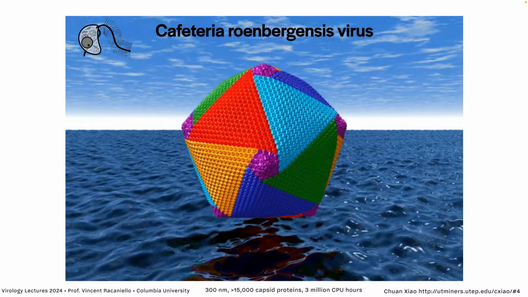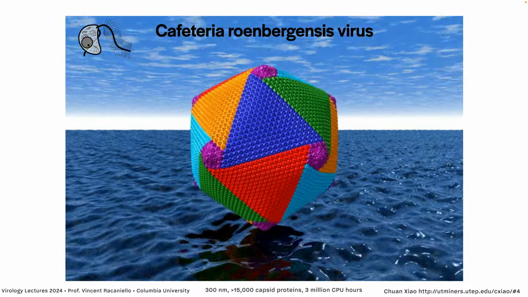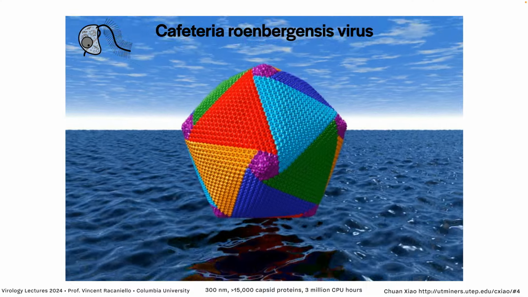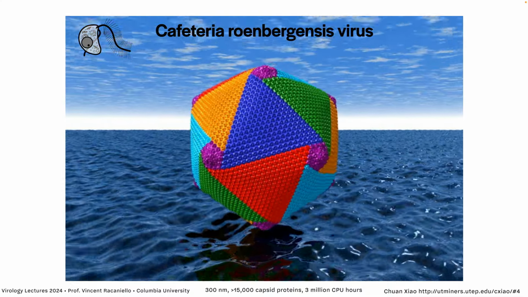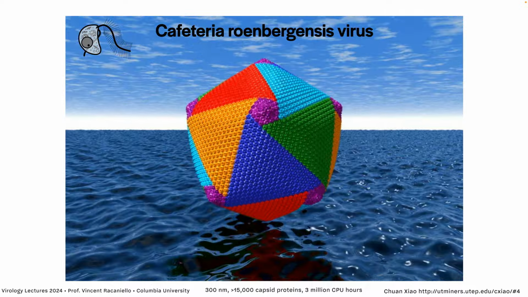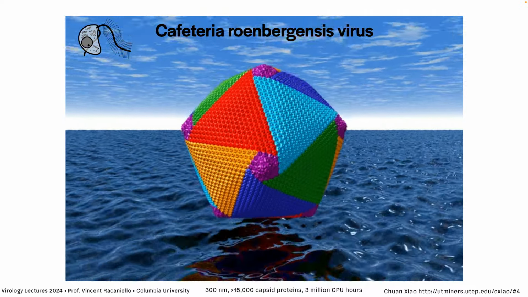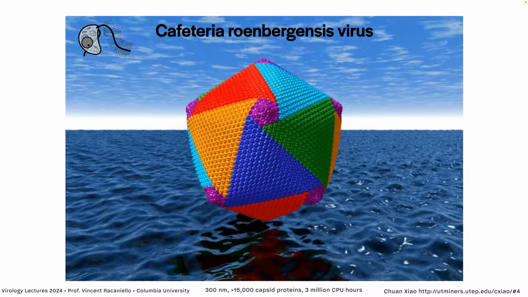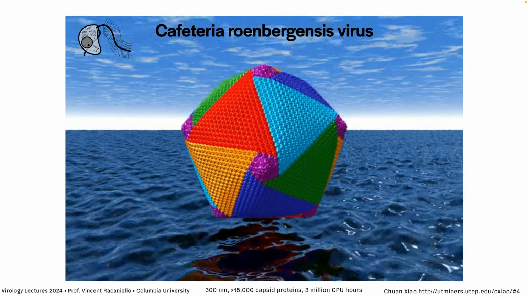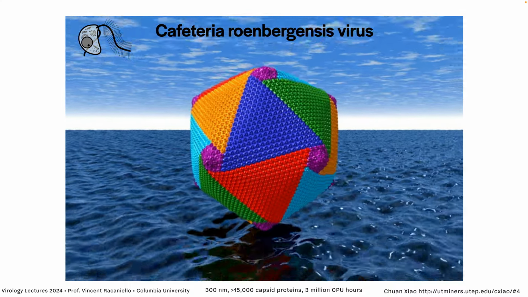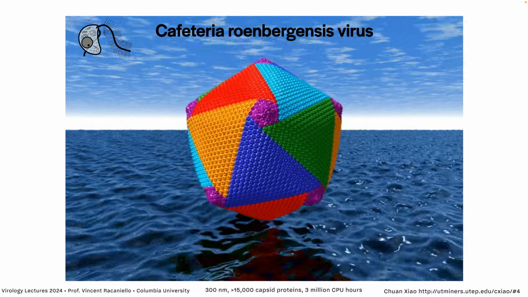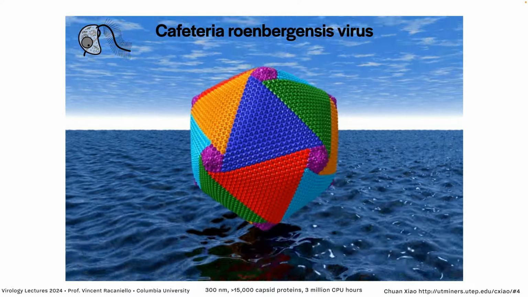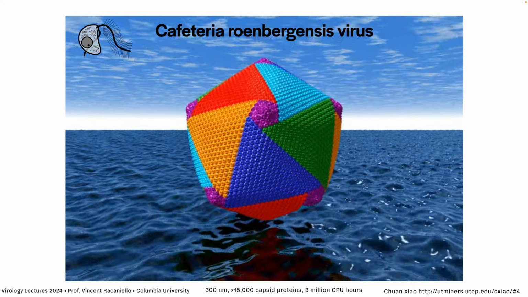It's huge, and it's 300 nanometers in diameter. It has over 15,000 capsid proteins. I mean, most of the viruses we talk about have a few hundred. This has got 15,000. And this structure was determined by Sean Chow at UTEP, University of Texas, El Paso. And he says it took him 3 million CPU hours to determine this structure. And of course, he's very proud of it. So he made a movie of it rolling on the ocean here, which if you go to that website, it has music too.